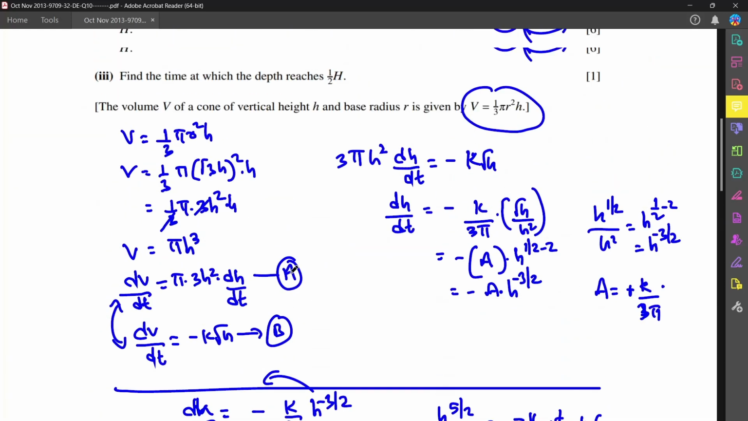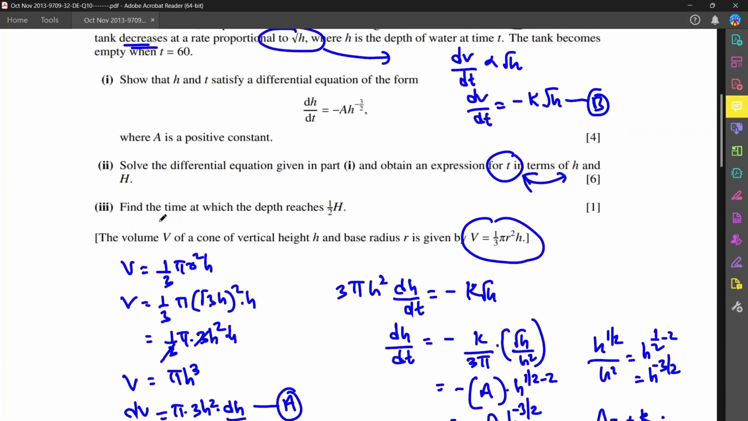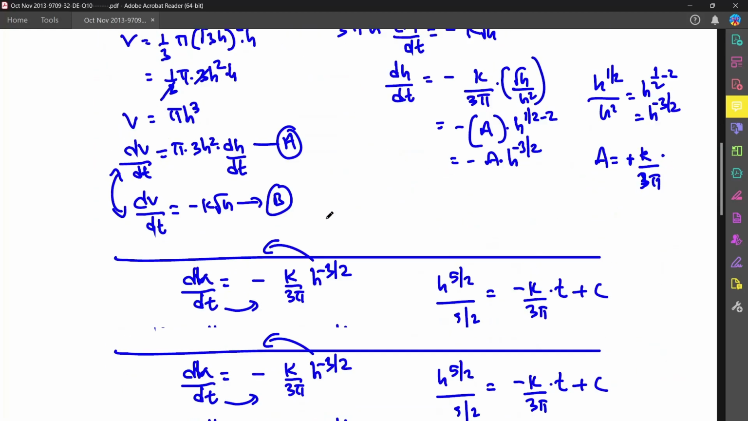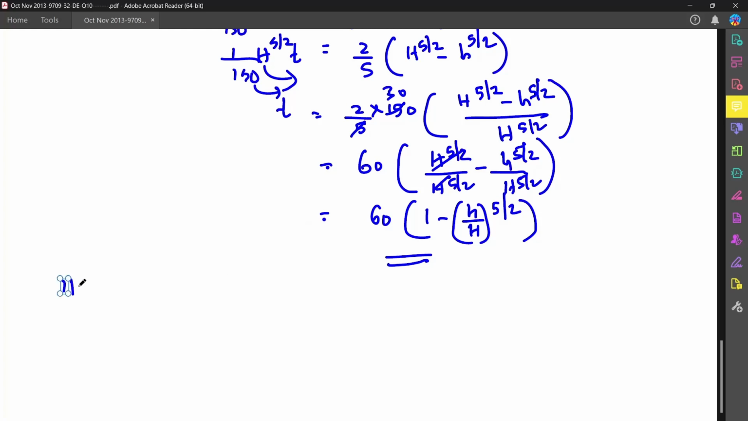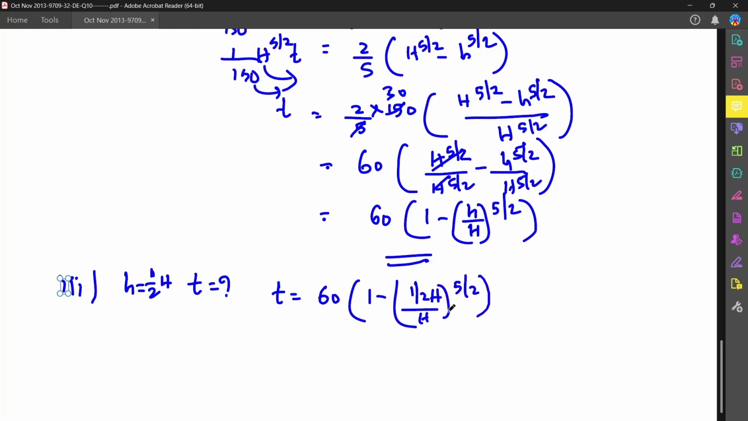Now, let's look at the last part of the question. Find the time when the depth is half H. So in this case, when small h is half H, we're looking for what t is. So plug in small h equal to half H. You get 60 into 1 minus half H by H to the power 5 by 2. So here you see H and H cancel. So you get 60 into 1 minus 1 by 2 to the power 5 by 2.